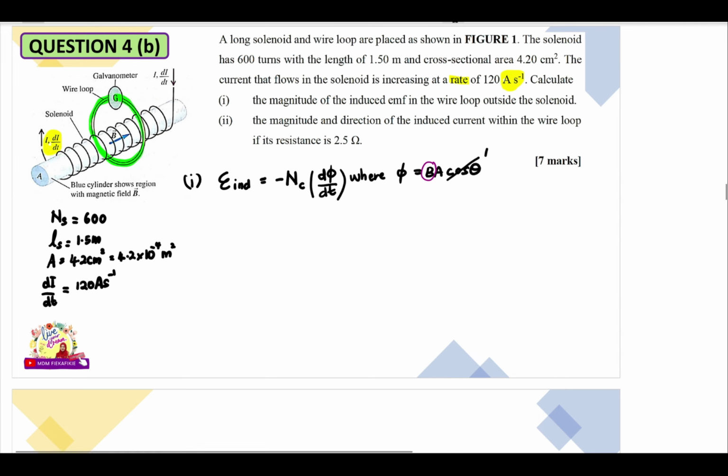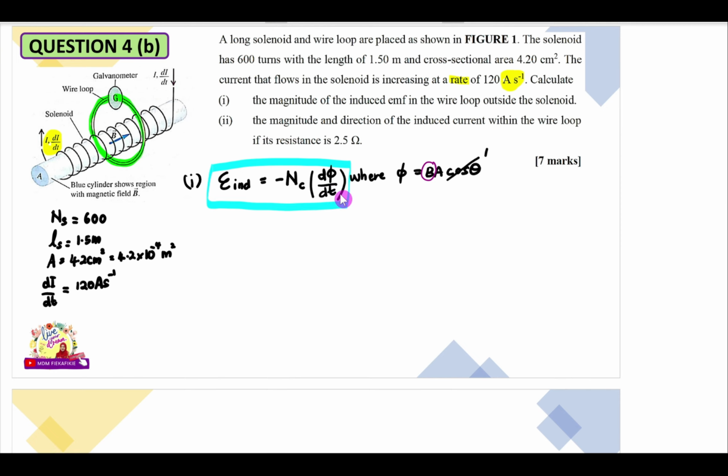When there is a change in current, whether the current increases or decreases, in this case the current increases. So when the current is increasing, B will also increase. When B changes from the original B because of the increasing current, there is a change in magnetic field, and so there is a change in magnetic flux, this d phi over dt. That's why we need to calculate the induced EMF in the coil using this equation, because of this change in magnetic flux.